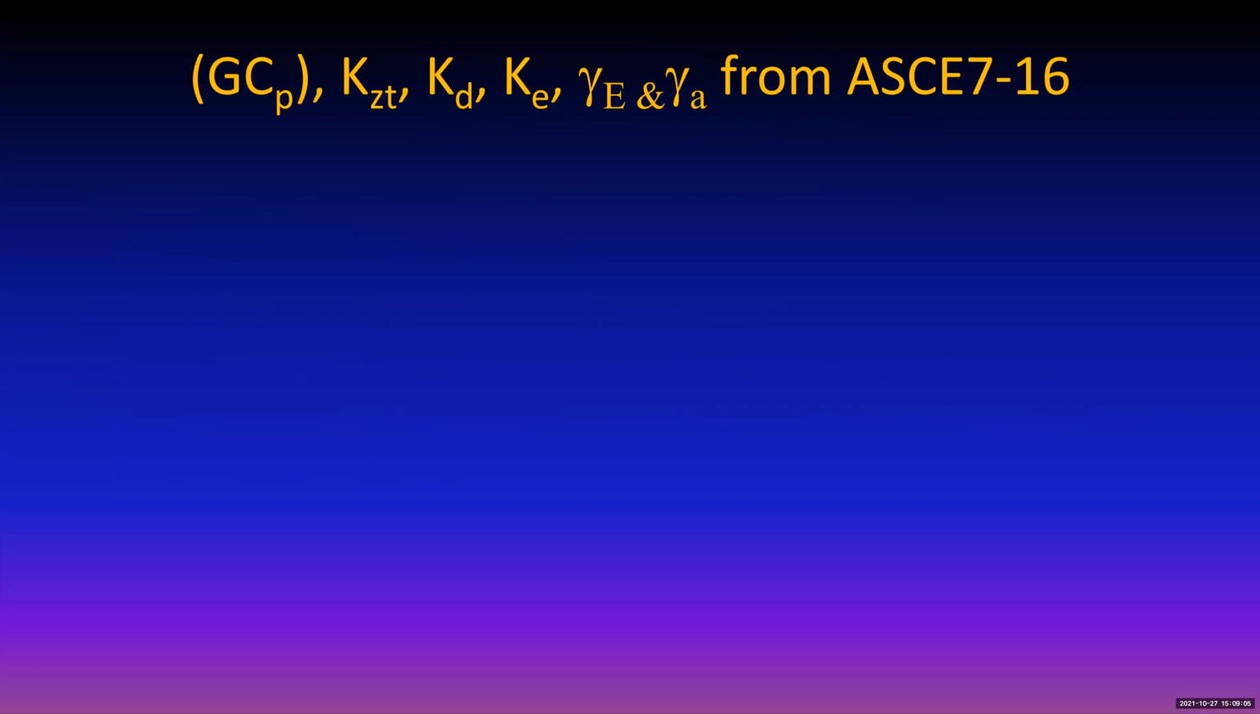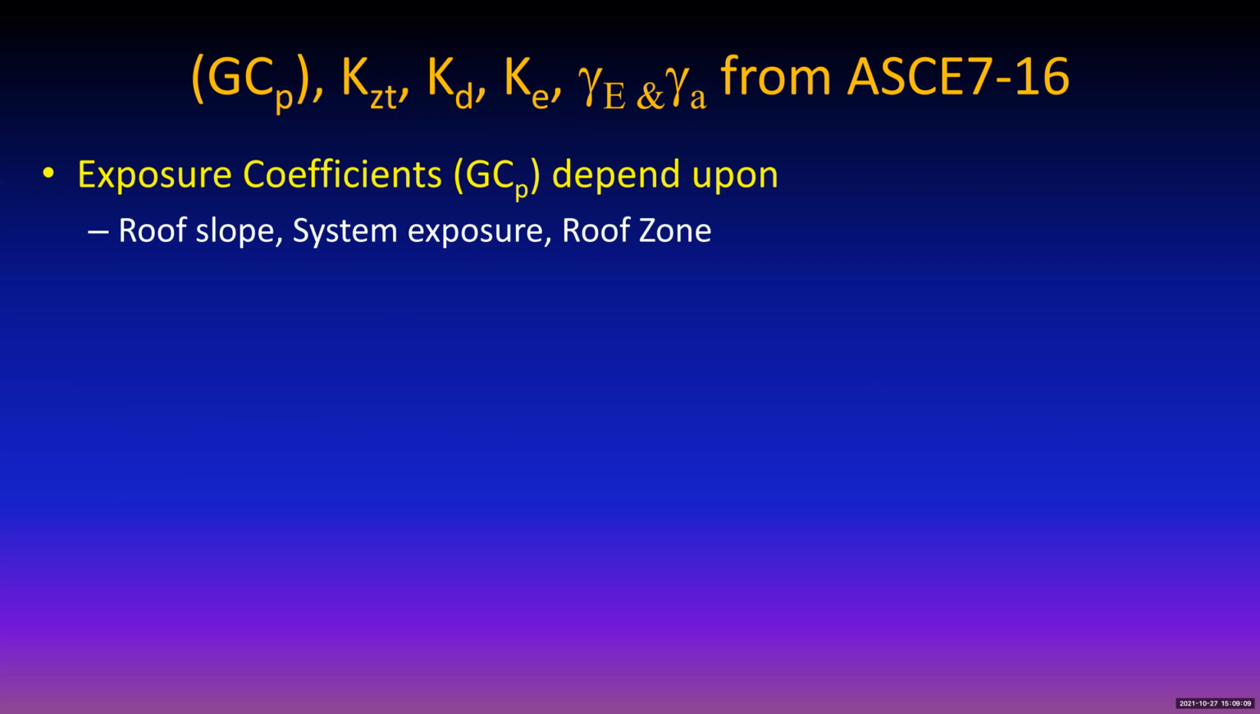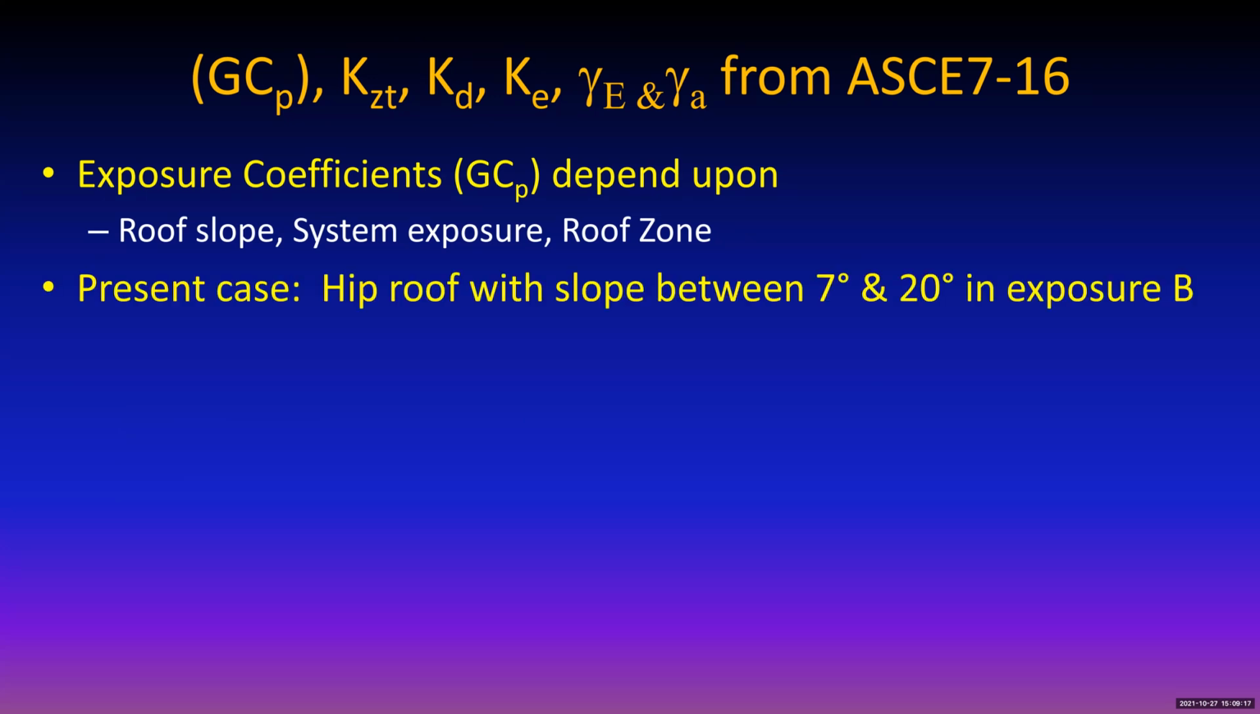So what about these other coefficients in ASCE 7-16? Well, the GCP are the exposure coefficients, and they depend on the roof slope, system exposure, and the roof zone. The one we're looking at right now is a hip roof that has a slope between 7 and 20 degrees, and it's in exposure B. But it could have been something else. We could have done a different example.